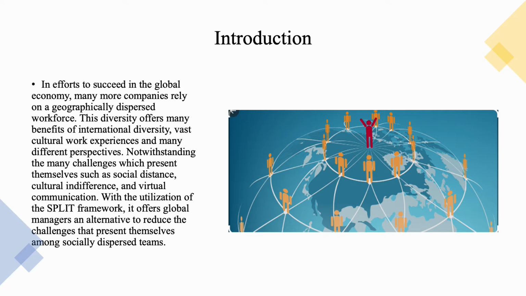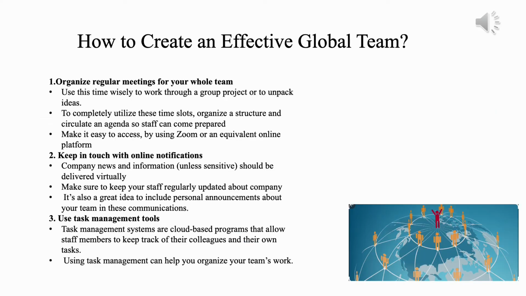among socially dispersed teams. Hi, my name is Neethu Mathew, and I would like to talk about how to create an effective global team. There are mainly six factors. First is to organize regular meetings for your whole team. Organizing regular team meetings is an absolute must. Use this time wisely to work through a group project or to unpack ideas. To completely utilize this time slot, organize a structure and circulate an agenda so the staff can come prepared.